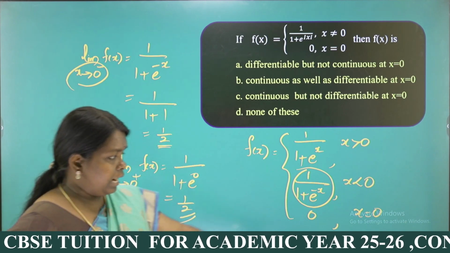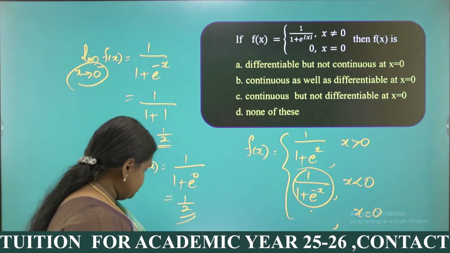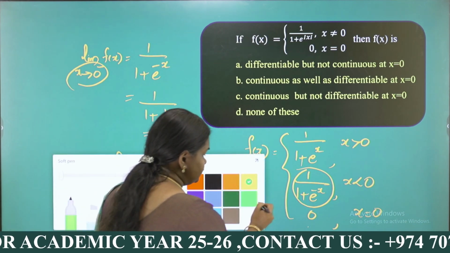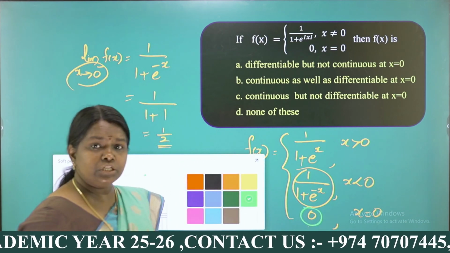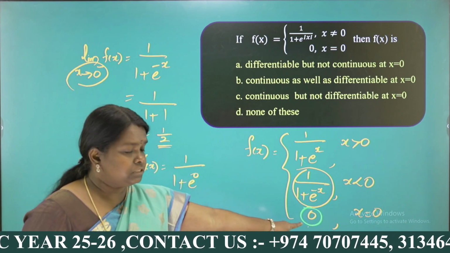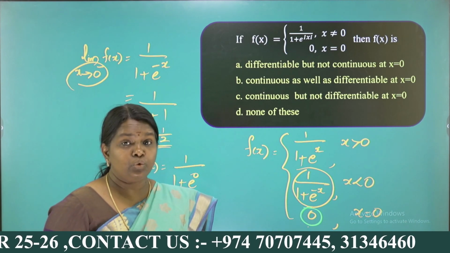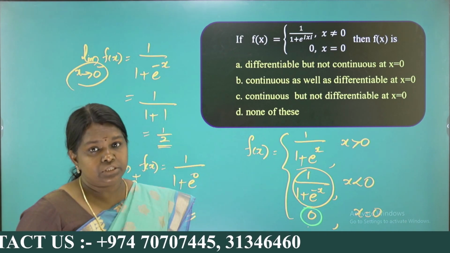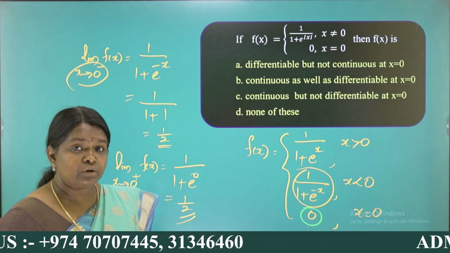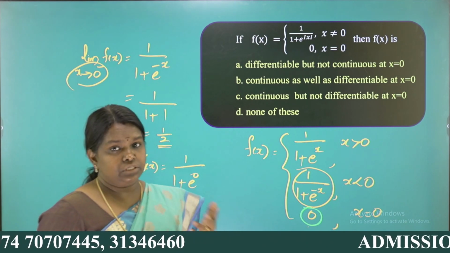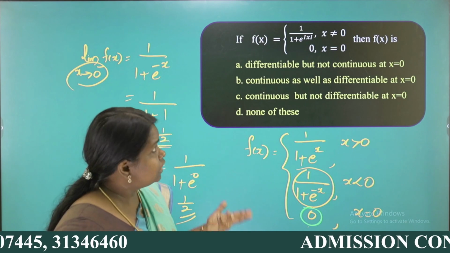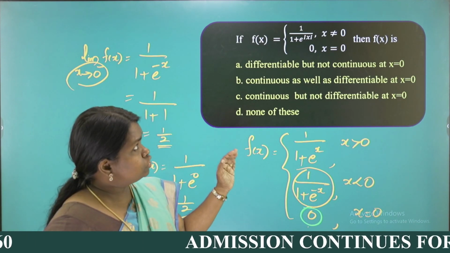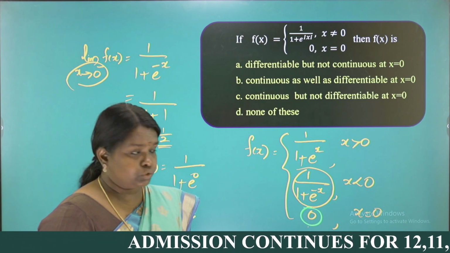But at the point, what is the value of the function? At the point the answer is 0. F of 0 is not coinciding with the LHL and RHL value. What is our conclusion? It is not continuous. Not continuous means of course it is not differentiable as well. The function is not differentiable also.